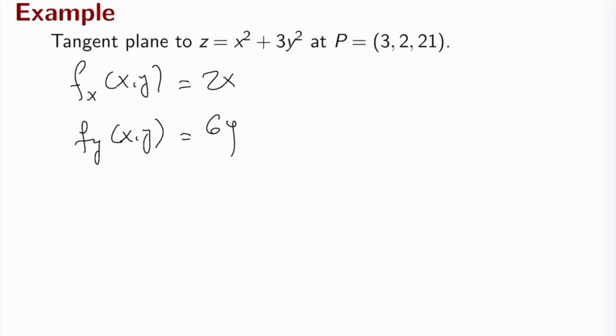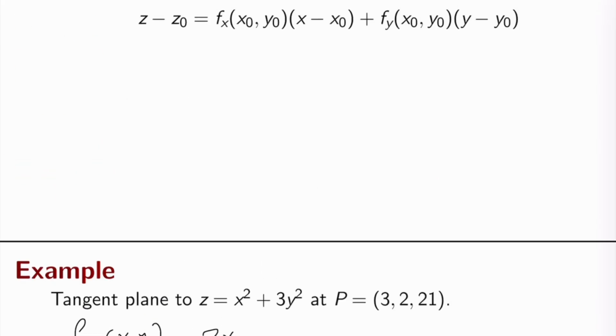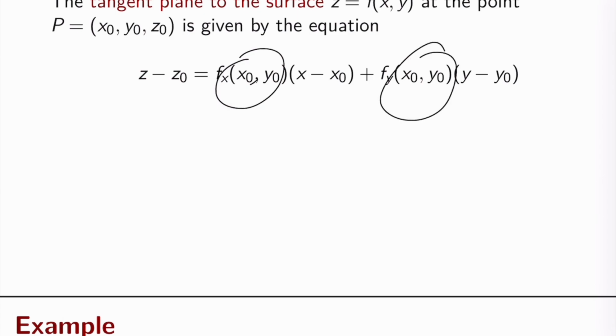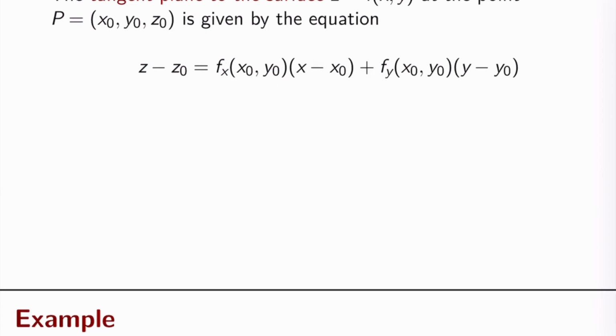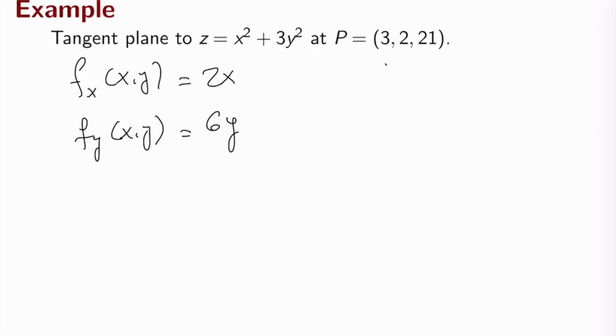And then, according to our formula, we need to evaluate the derivatives at the first components of the point, in this case at (3, 2). So let's evaluate these derivatives at (3, 2), meaning 3 for x, 2 for y. In this case it will be 6, and evaluating the other at (3, 2) will be 6 times 2, which is 12. So we have the two numbers that we needed for the equation of the plane.